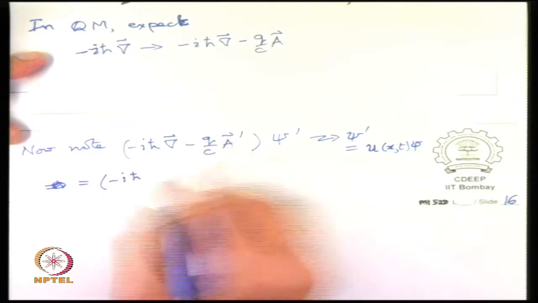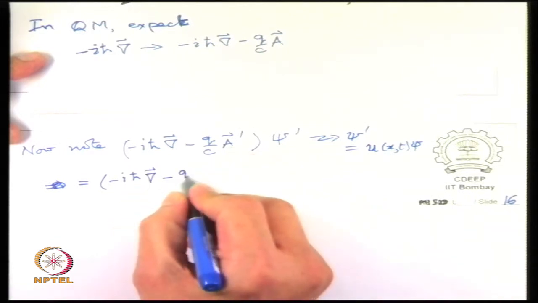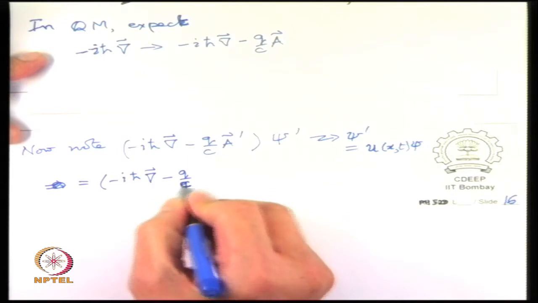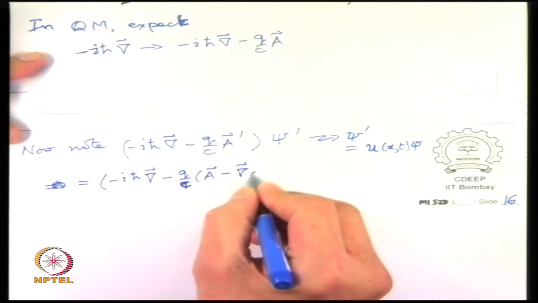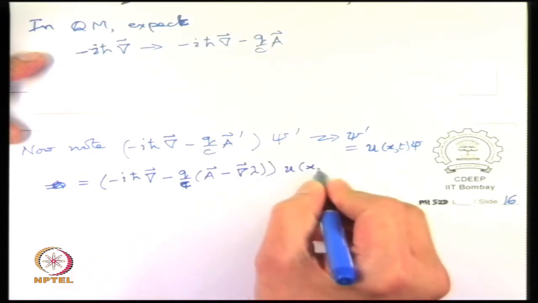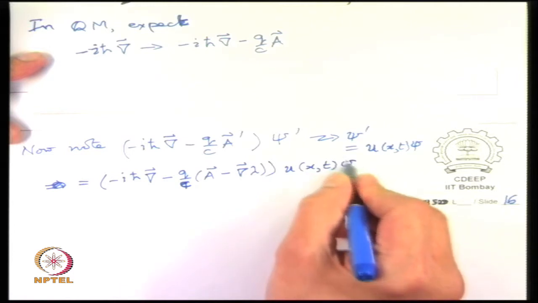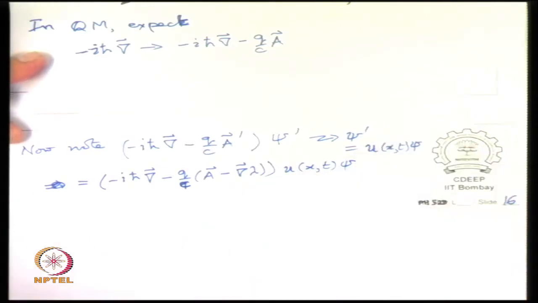When I shift the A, q over c into A minus gradient lambda, u of x t psi, that is what it will become. So this we do not know what u to put there.